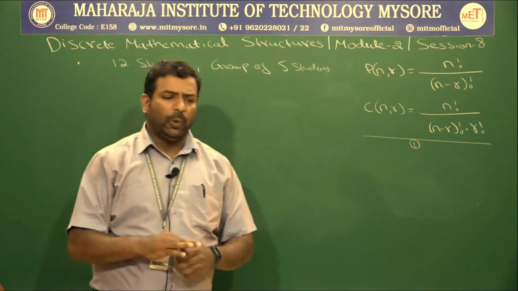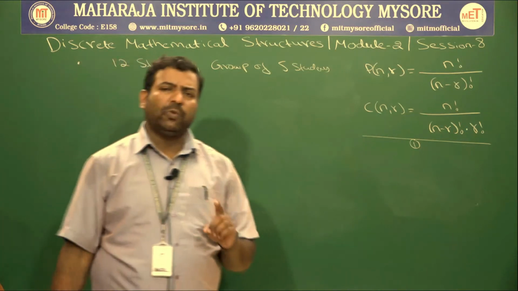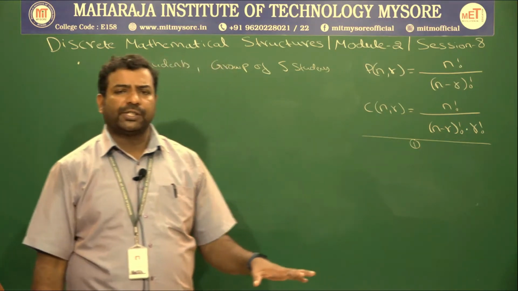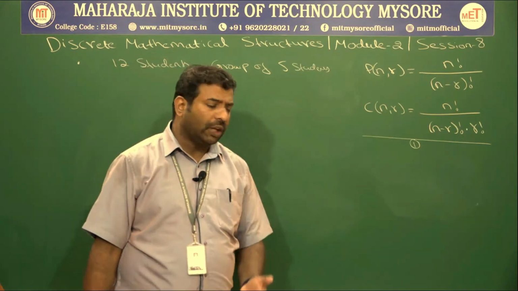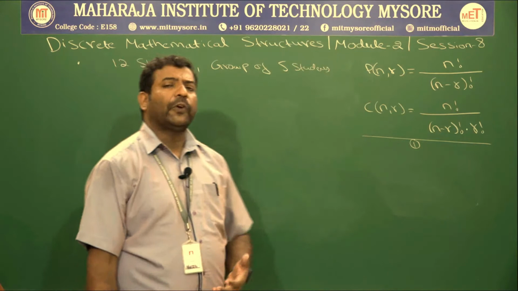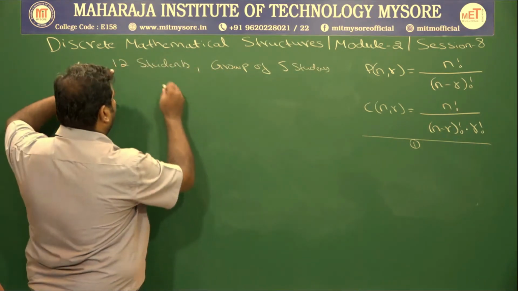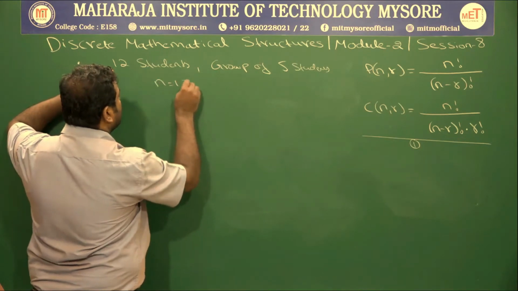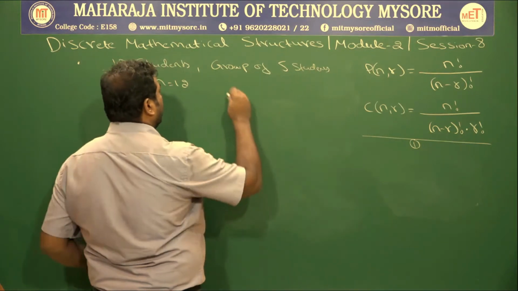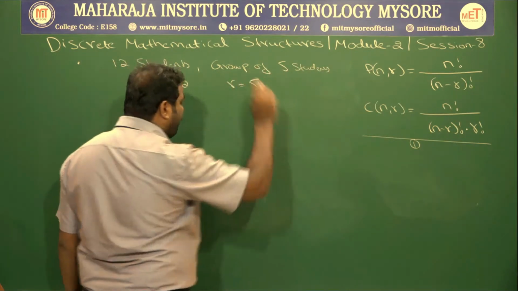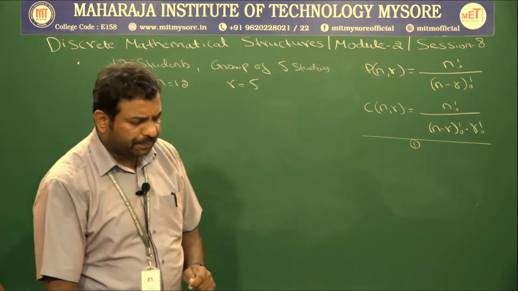It is not n number of groups. Don't imagine like I am going to make a 5 and 5 and I remain with 2. It's not like that. I just need one group and the group should consist of 5 students. Fine. So in this case, do you think about permutation or combination? Because again I am going to have n objects, which is n equals 12, and I need to choose 5 students, which is r equals 5.